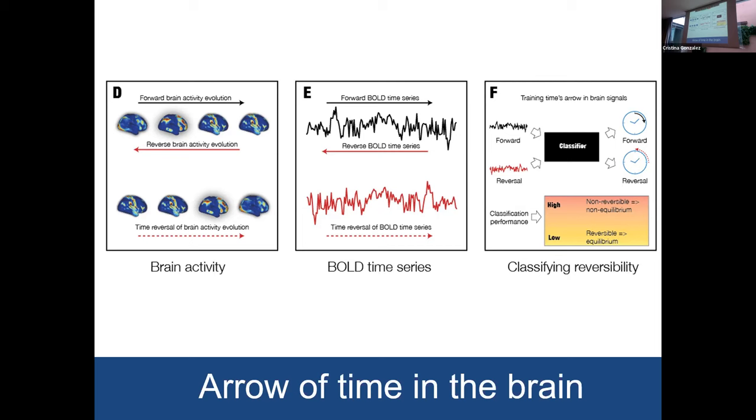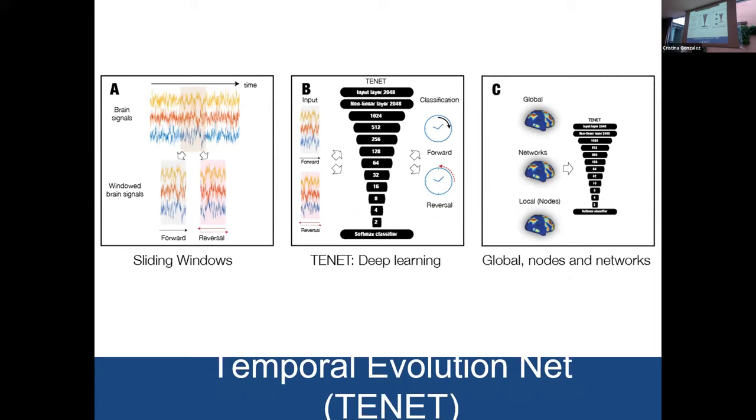And we are doing this. Of course, we can do this in the whole window. We can do this in a sliding window. We can do this at the global level, at the network level, at the local level. I will show only results of the global level, just as a question of time. And the classifier we call TENET, just as a joke, I mean, that means temporal evolution network. And it's really the network doing the job. This is just one of the results.